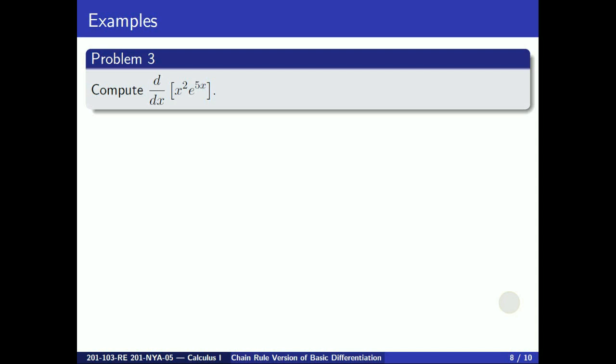Is this a product, a quotient, or a composition of two functions? Pause the video and try to figure this out by yourself. Since we are multiplying two functions, x squared and e to the 5x, this is a product. So we use the product rule first. Our derivative is equal to the derivative of x squared times e to the 5x plus x squared times the derivative of e to the 5x.